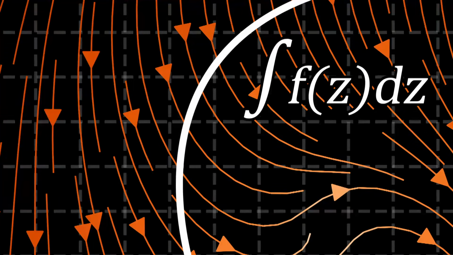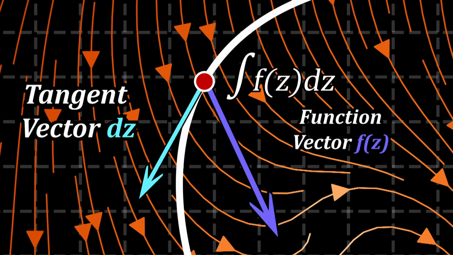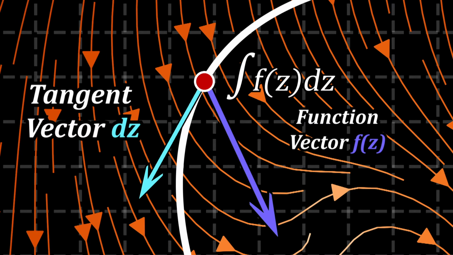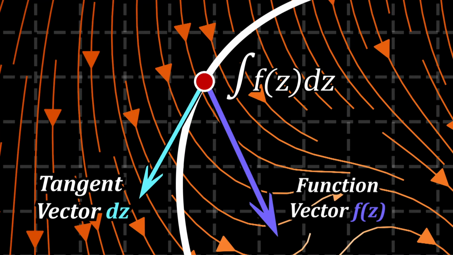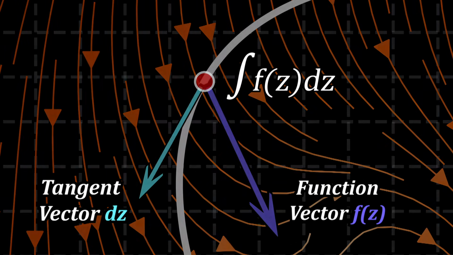As complex numbers, we can represent f of z and dz as vectors in the plane. dz is an infinitesimally small tangent vector on our contour, and it points in the direction we are integrating. Obviously, the direction of f of z depends on what our function is. What we know is that when multiplying two complex numbers, we add together both of their phases and multiply their moduli. Thinking of the complex numbers as vectors, this simply means that we add the angles of the two vectors together and multiply their length.